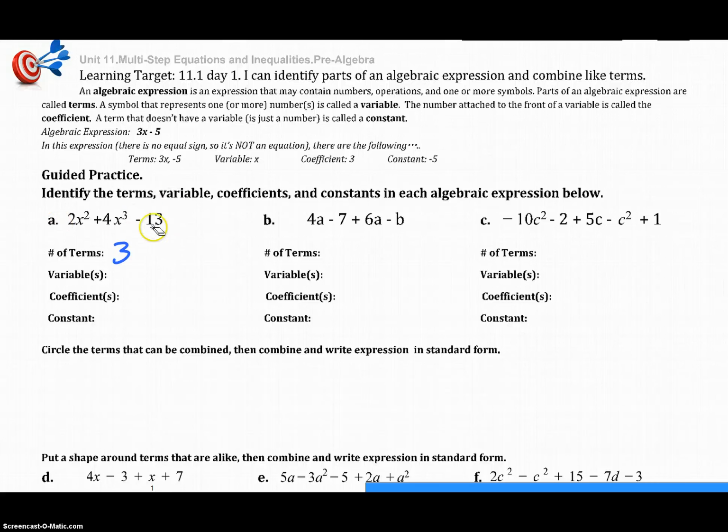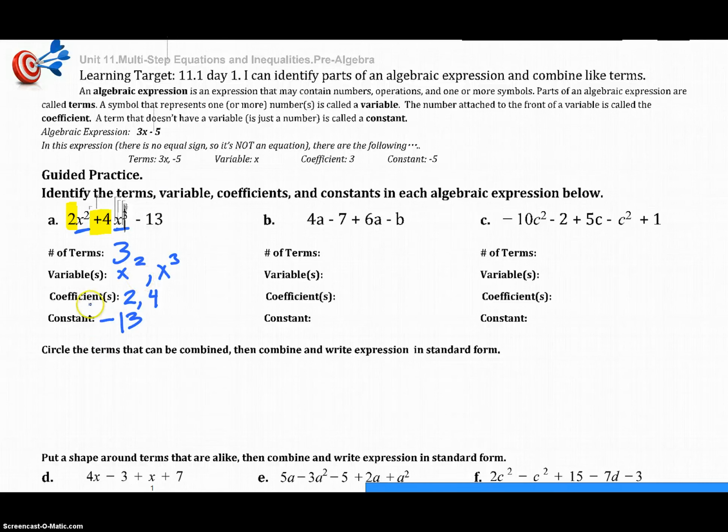I have 3 terms, and my variables are your letters. So I have 2 different variables here. I have x squared and I have x cubed. They're different because the exponent is different. The coefficients are just the numbers before the variables. So with my yellow highlighter, I'm going to highlight the coefficients. My coefficients are a positive 2 and a positive 4. The negative 13 is not a coefficient because it's not attached to a variable. The negative 13 is actually called a constant.